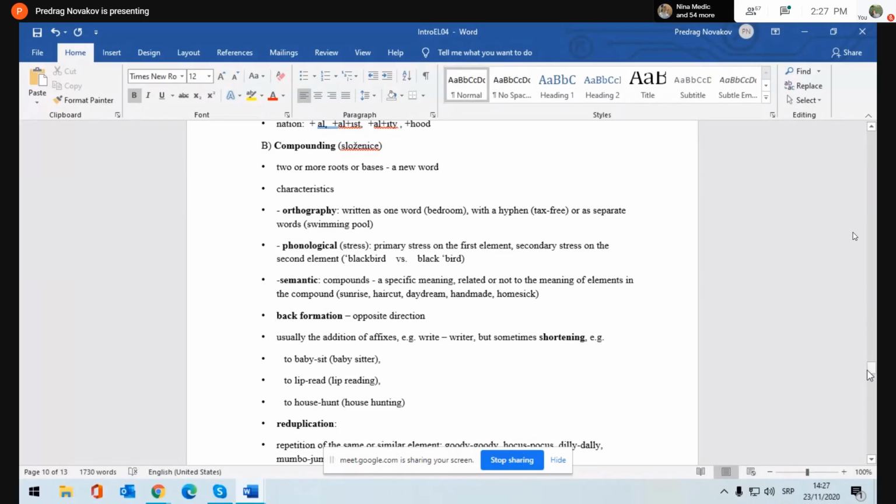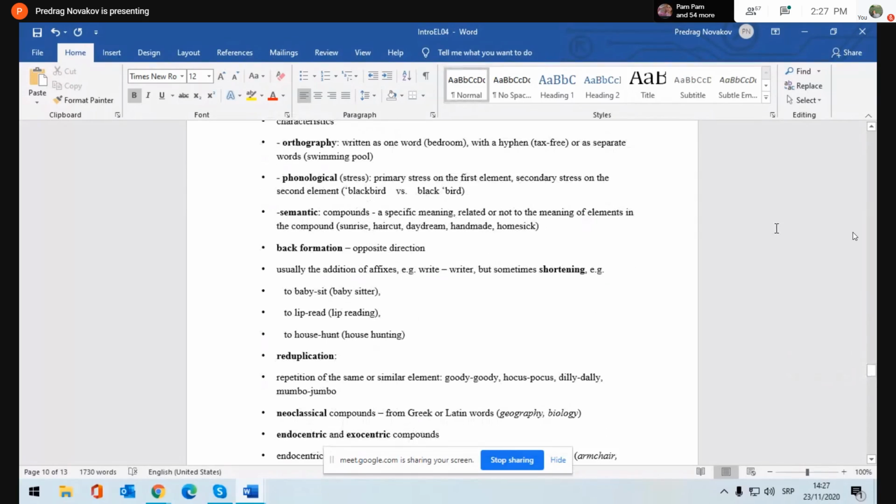And we have some characteristics of these compounds, okay? So the first characteristic is related to orthography, which means writing. How do you write compounds in English? As you can read it, we can write them as one word, like in bedroom. Why would this be a compound? Because you have bed and room combined into one word. We can sometimes use a hyphen, like in tax-free. And in English, we can even write them as separate words, like swimming pool. This is a compound in English, swimming pool. Okay, so you have 3 ways of writing.